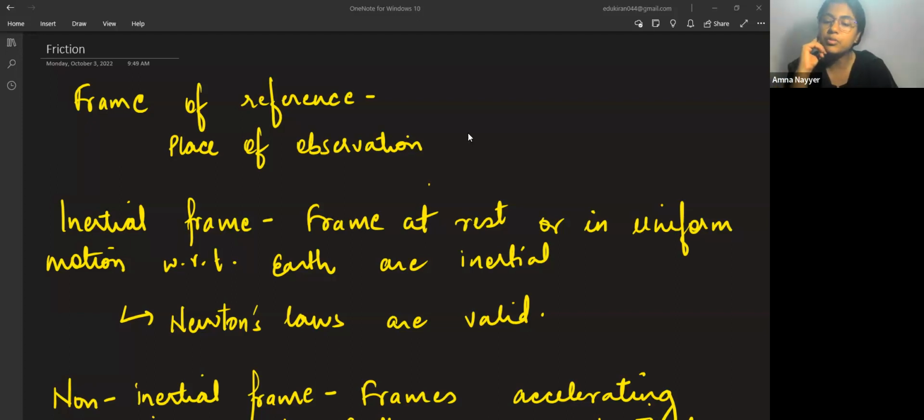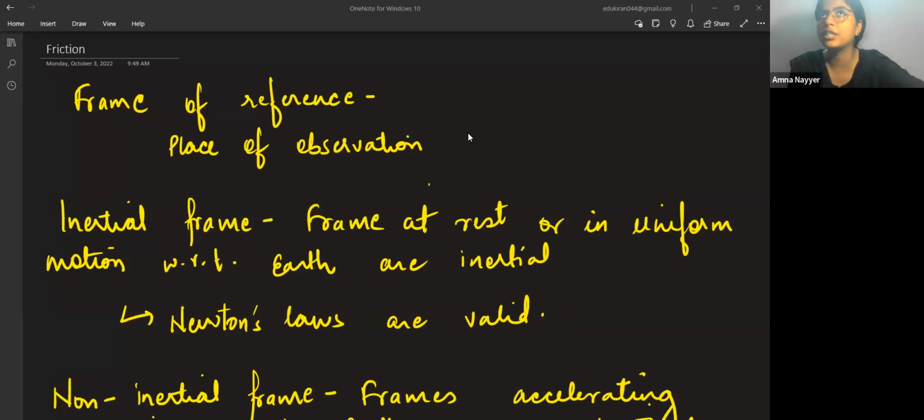Now, what is an inertial frame? An inertial frame is the frame which is at rest, or in uniform motion with the earth. It basically means your system is at rest, or it is in uniform motion with earth. Uniform motion with earth means the earth is moving, and one quantity is constantly moving with it. This is what is known as an inertial frame. So you can apply all three of Newton's laws which we have studied. All of them are valid.